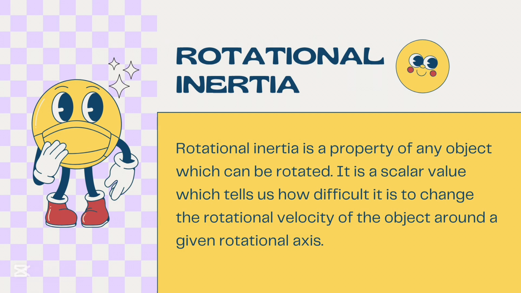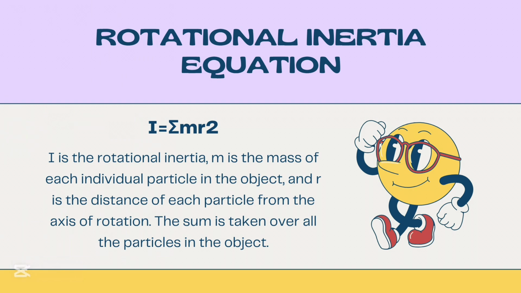As you look in the image, rotational inertia is a property of an object that can be rotated. It is a scalar value that tells us how difficult it is to change the object's rotational velocity around a given rotational axis. Now, what is the rotational inertia equation?